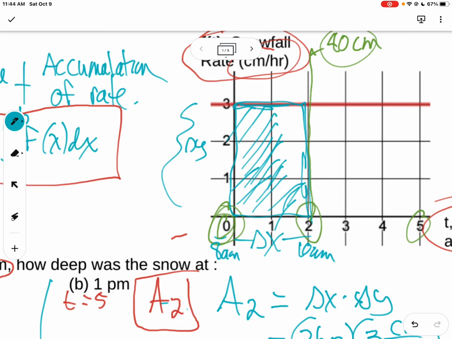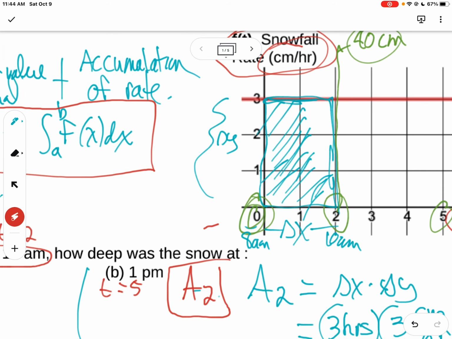Now what I need to think through is that I'm going backwards in time. I'm starting at 2 hours and I'm going back to 0 hours. And that's a little confusing. So delta x actually is going to be negative. And remember, there's going to be far less snow at 0 hours than there are at 2 hours, because it was snowing the whole time, right?